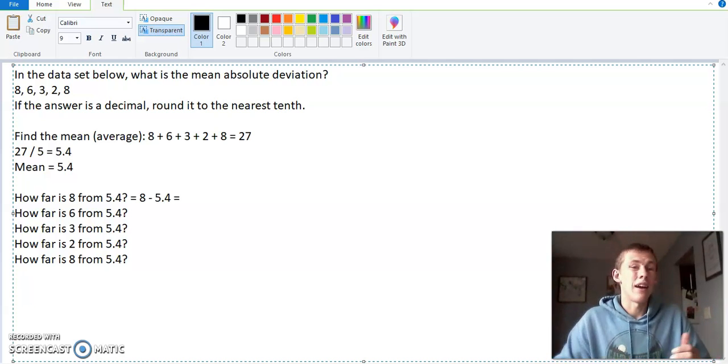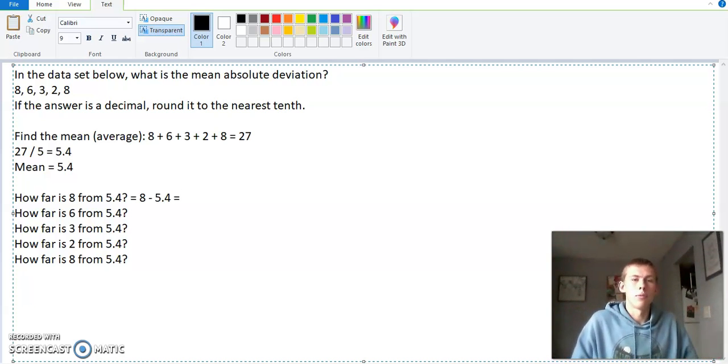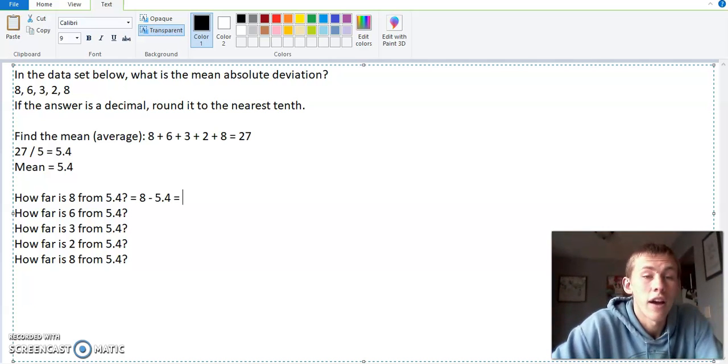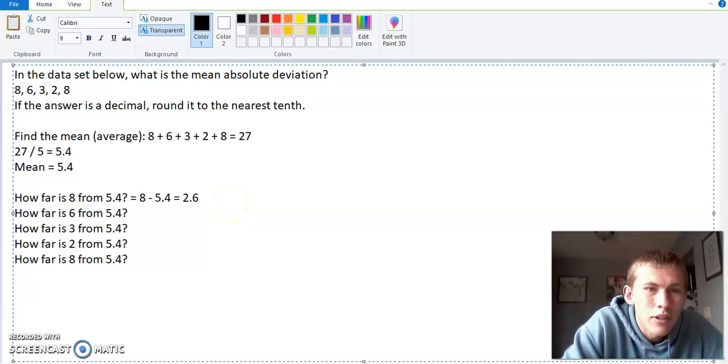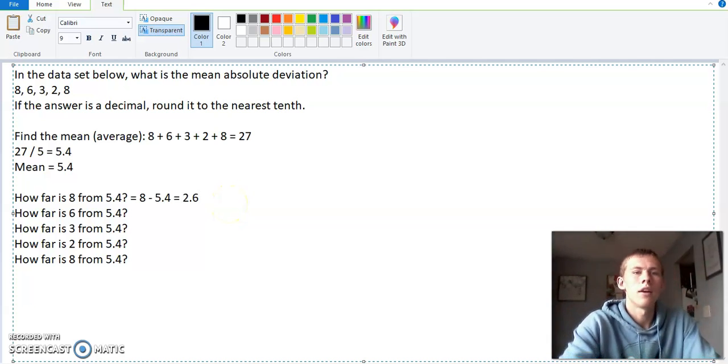Okay, you can do that on a calculator if you want to. If you're good at doing decimals on paper, you can do that as well. Whatever's easiest for you. Okay, so 8 minus 5.4 gives you an answer of 2.6. Let me double check that. Yeah, I think we got that one right.